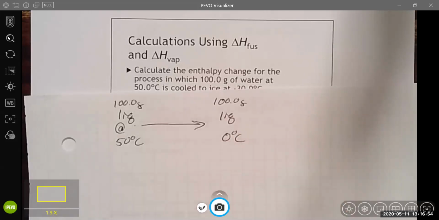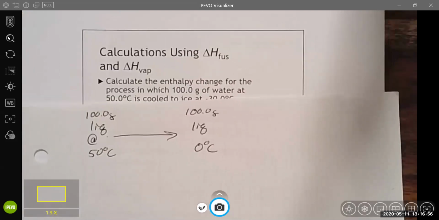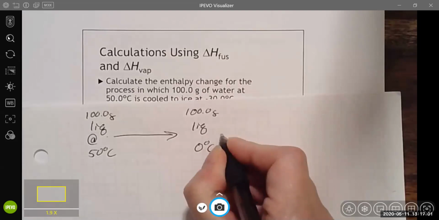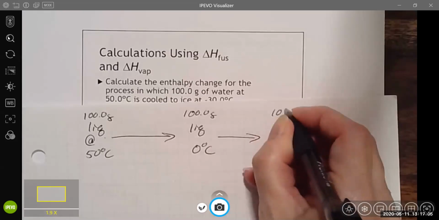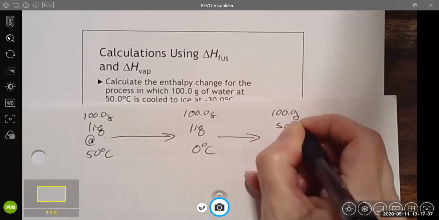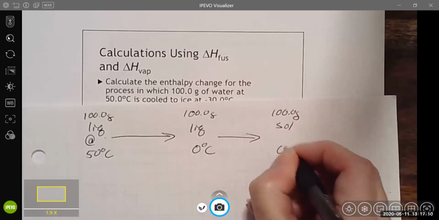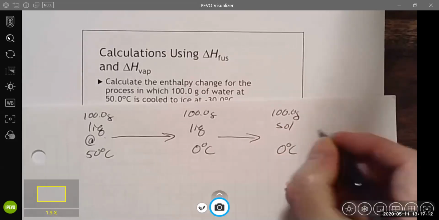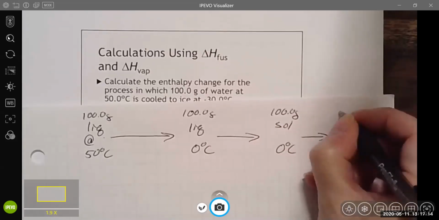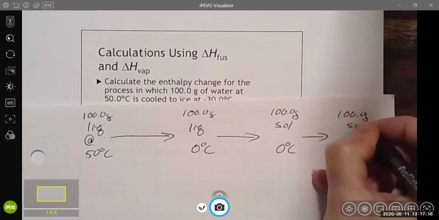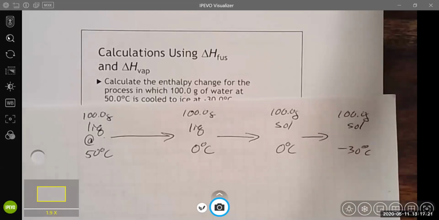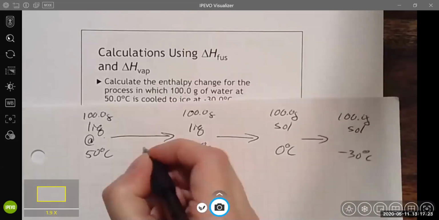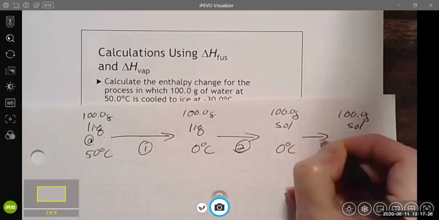We don't cool it and freeze it at the same time. We cool it and then we freeze it. Then we're going to have to freeze it. So that's going to turn into solid, also at 0 degrees Celsius. And then they want us to take that solid, which is the ice, and go to -30. So there's our 3 steps. We're going to call this step 1, 2, 3.